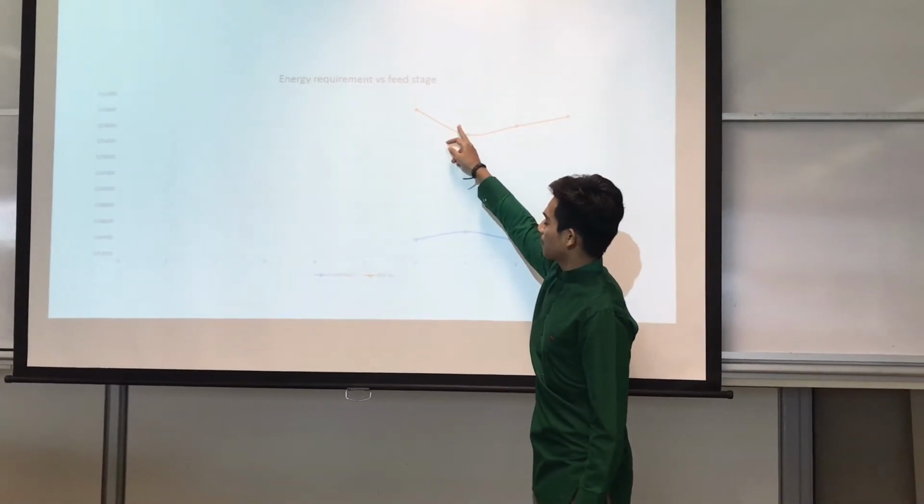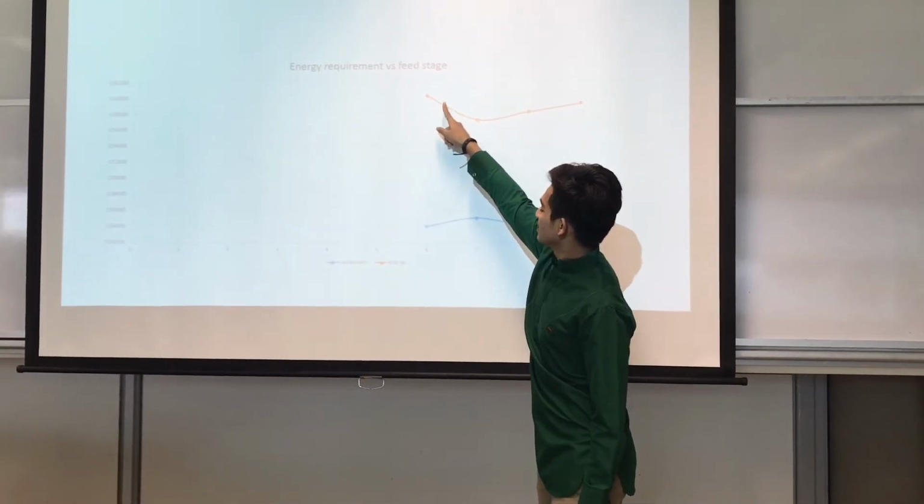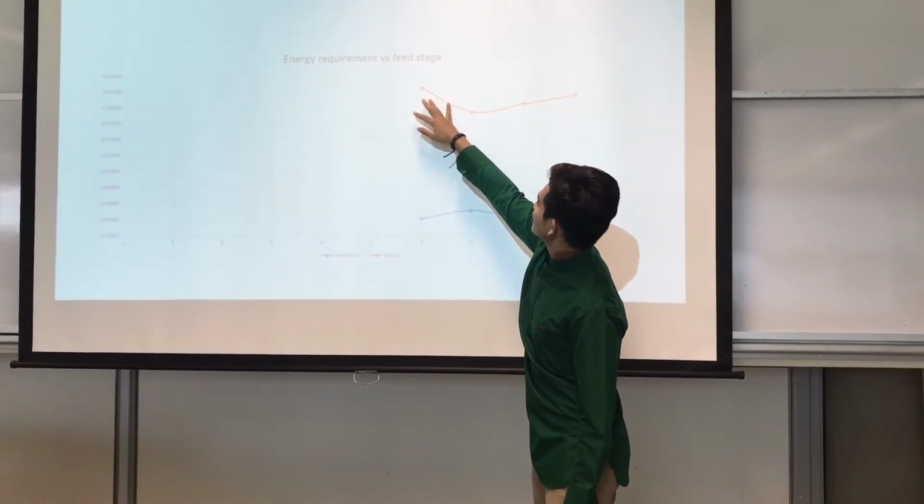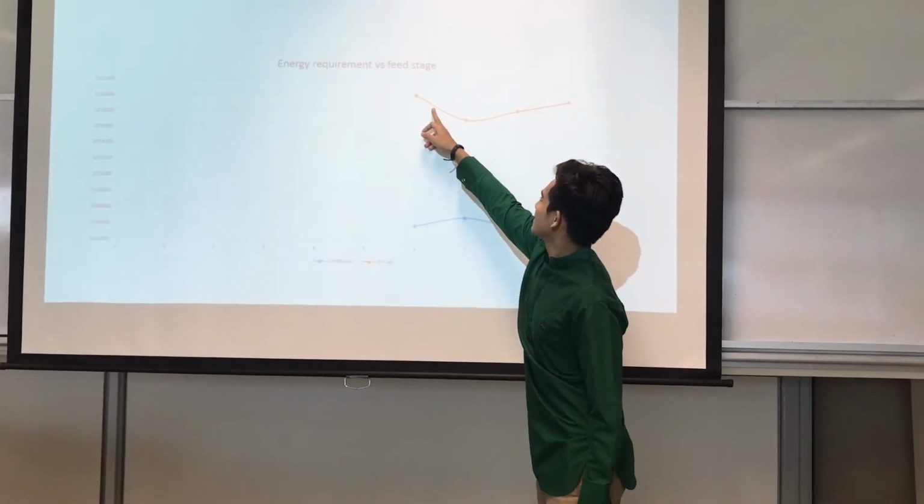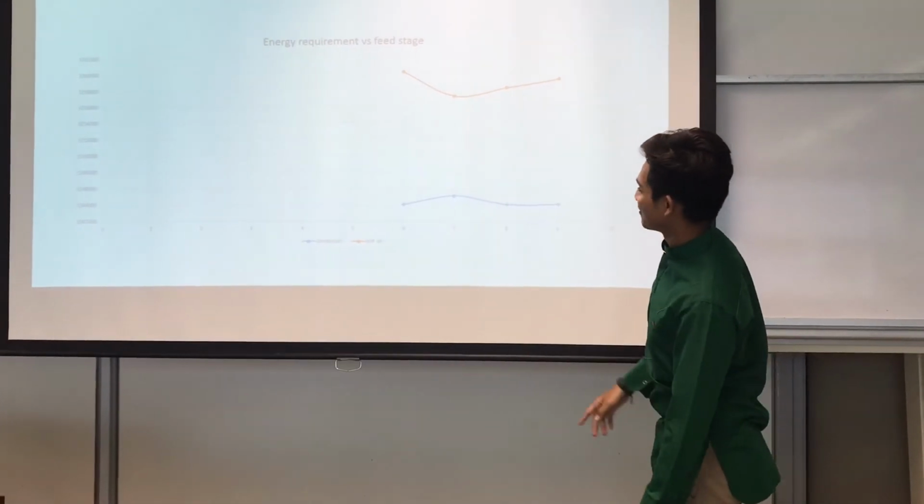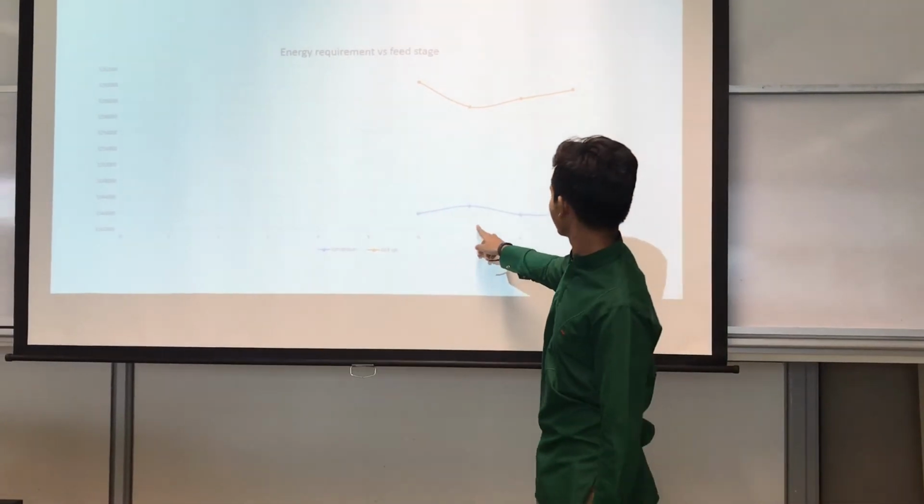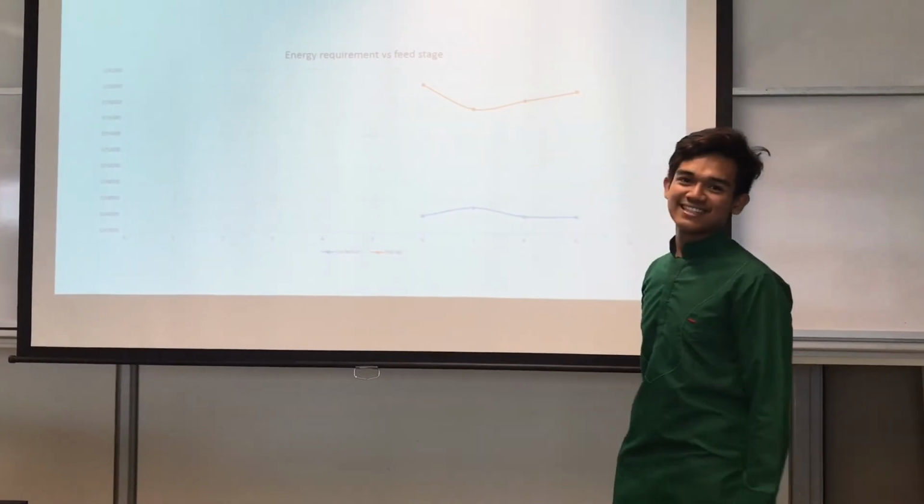This is for the bottom part, increasing feed stage. For this part, it decreases and then increases back. And for the condenser, it will increase and decrease. That's it.